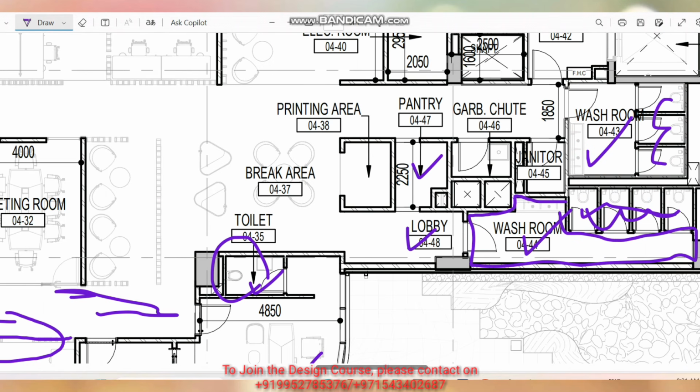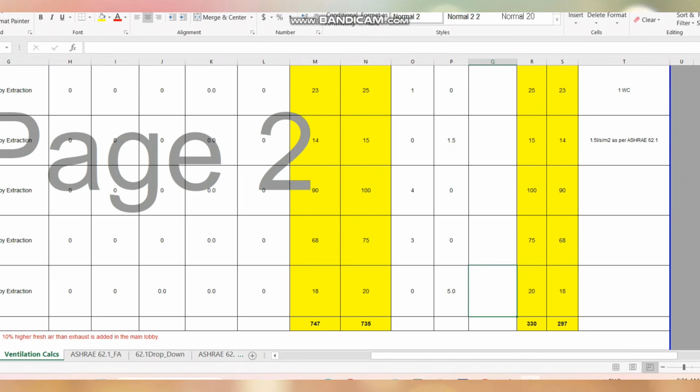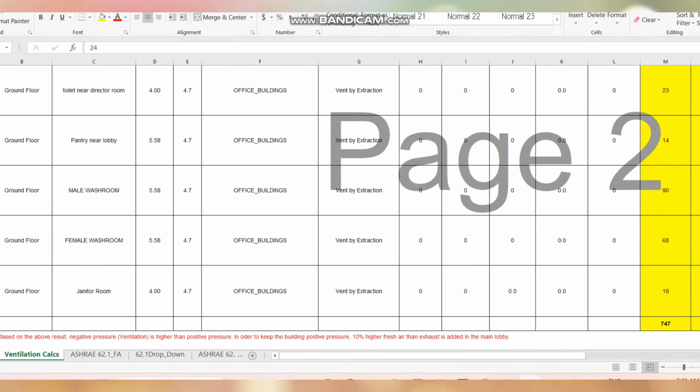So now that toilet room is finished, we have only one janitor room here. Janitor room is 2 by 2, 4 meters square janitor room we have. So now here the last one is the janitor room here. So 4 meters square janitor room.